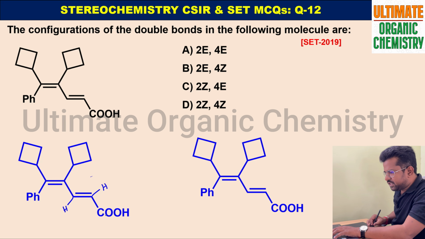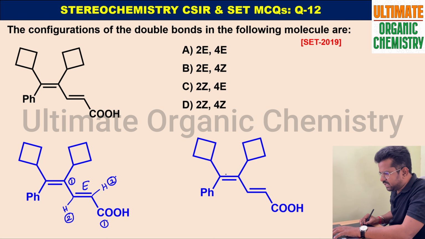On the right hand side, the first priority goes to COOH, second priority goes to hydrogen. On the left hand side, the first priority goes to the carbon-carbon double bond, second priority goes to hydrogen. Now the 1s and 2s are present on opposite sides, so this form is called E.